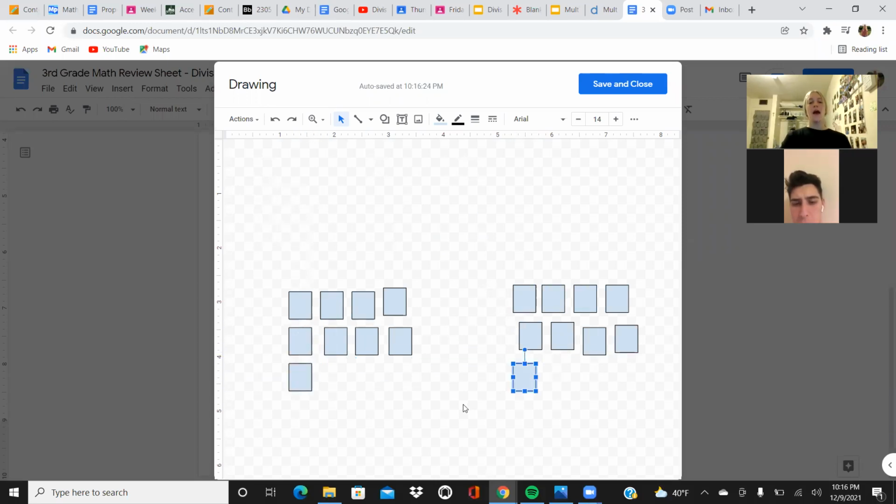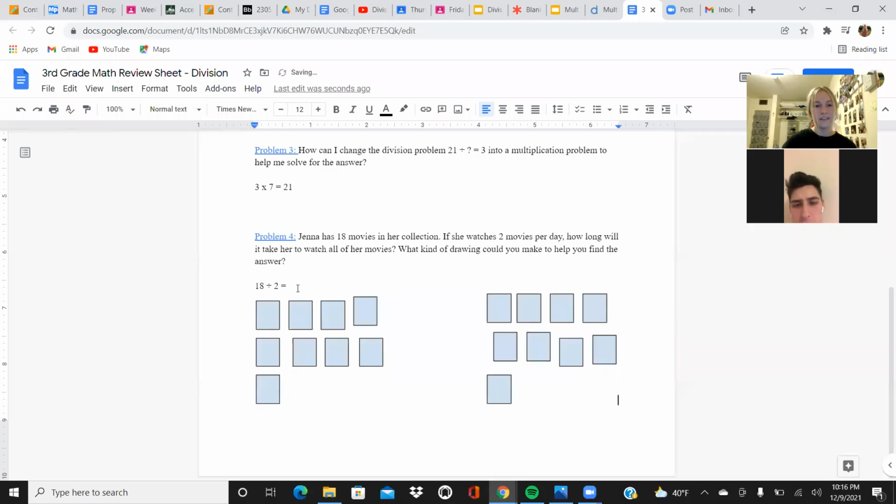Can you count for me how many movies are in one group? 2, 3, 4, 5, 6, 9. 9, that's right. There are 9 movies in one group. So that means how many days will it take her to watch all 18 of her movies if she watches 2 movies per day? 9. Very good. It will take her 9 days.